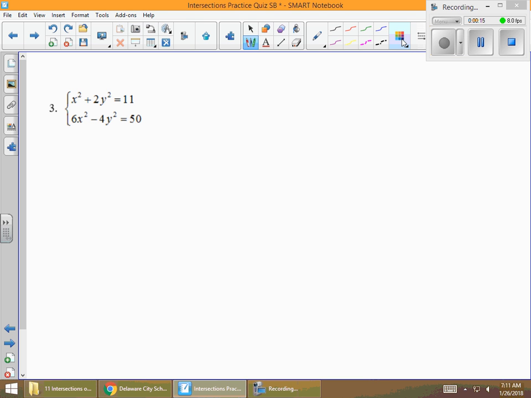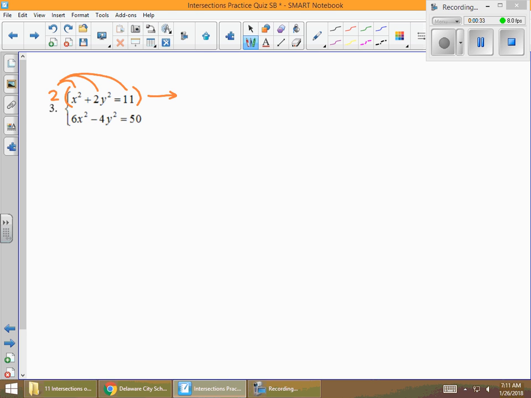Number 3, when I look at my x's and my y's here, my y's have opposite signs, and I can very easily turn my 2y squared into a 4y squared. I would do that by multiplying this whole line by 2. Now, when you do this, make sure you multiply every term.